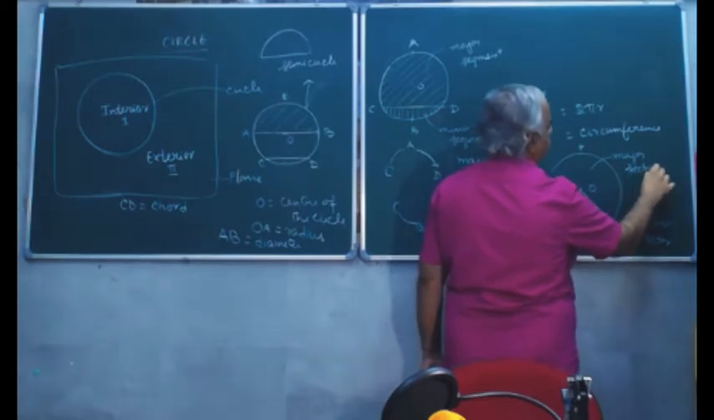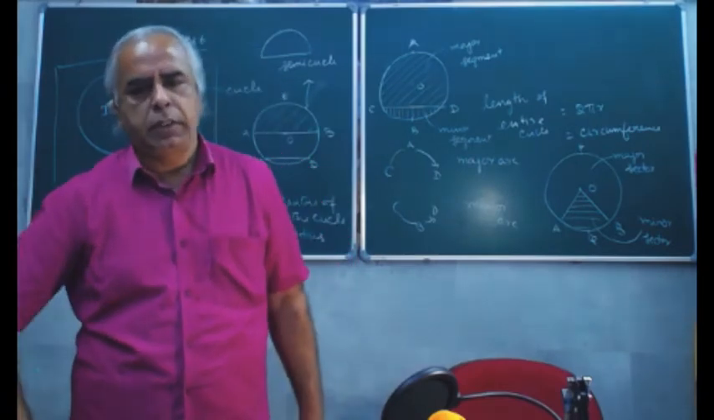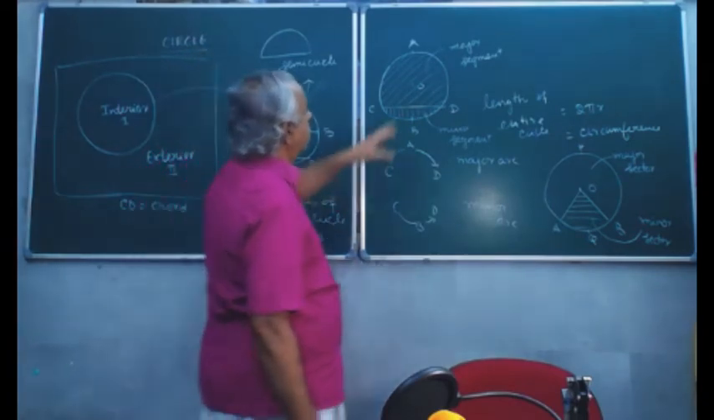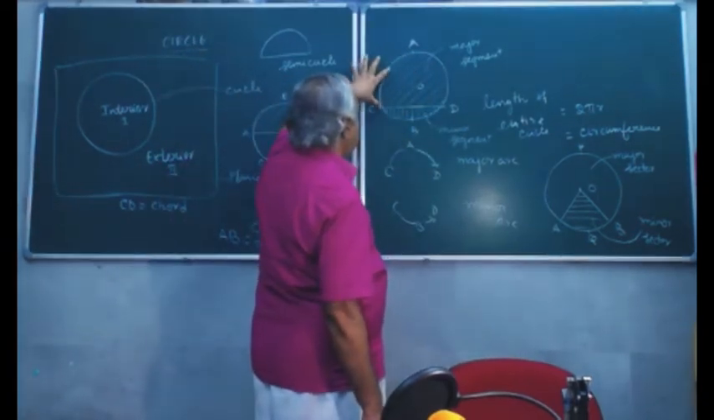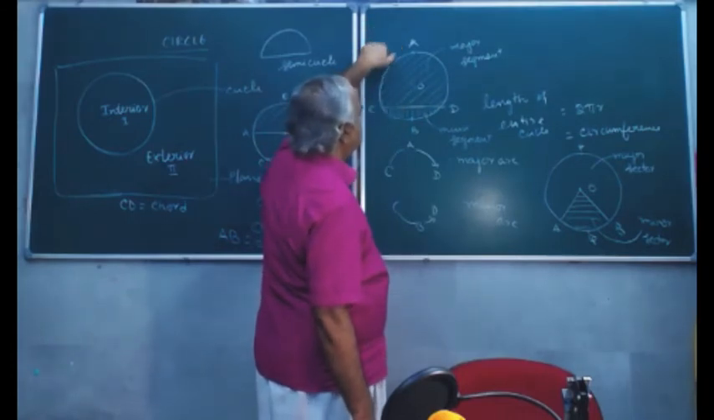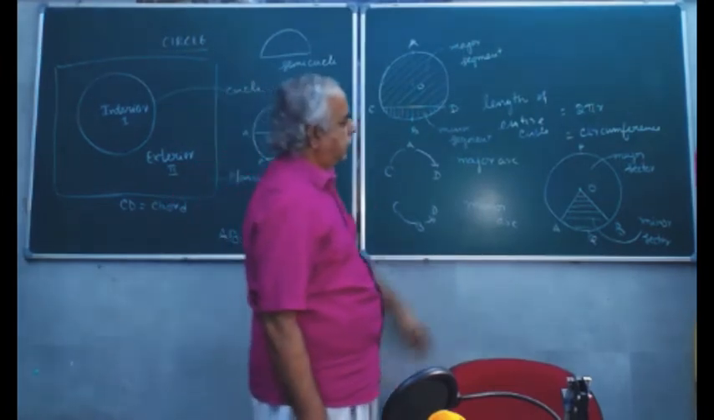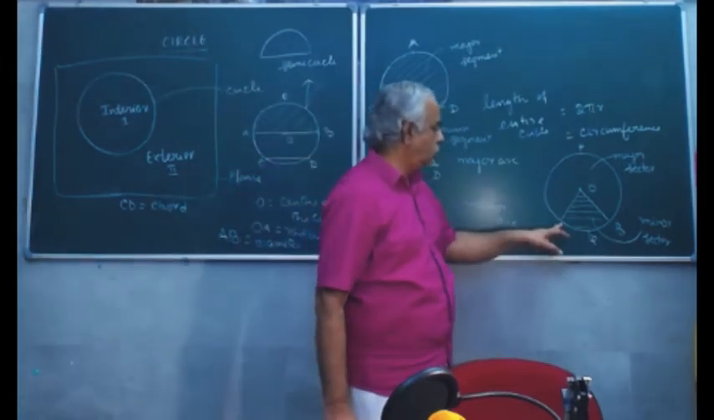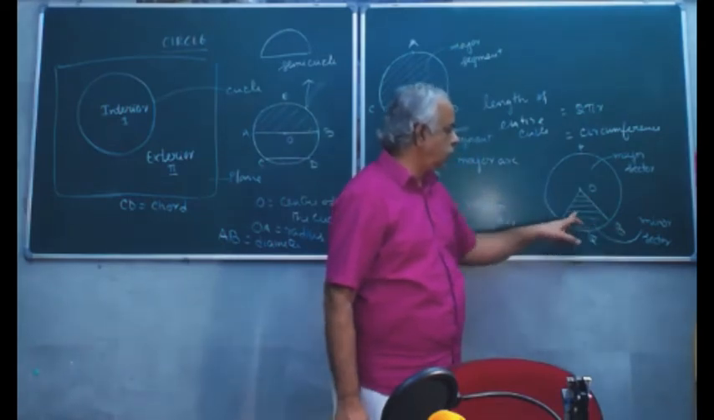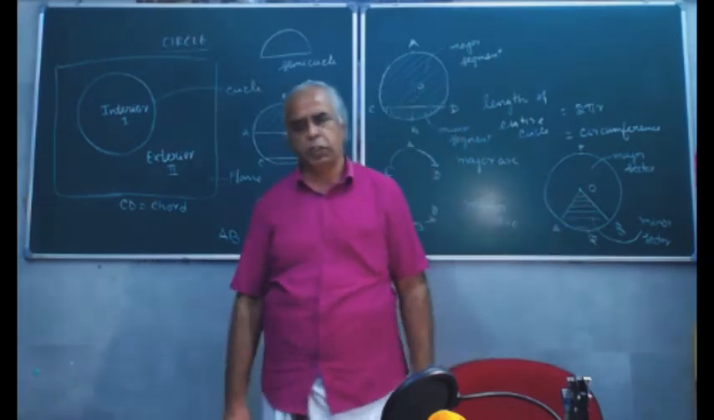So you should know the difference between segment and sector. A major segment is the area enclosed by the chord and the major arc. But here you have AOB. This is called the minor sector. So the remaining portion is the major sector.